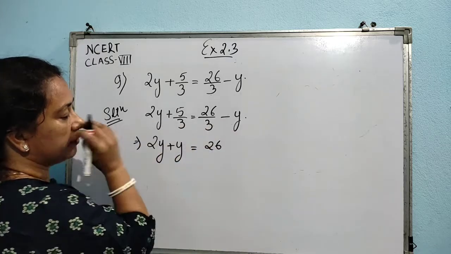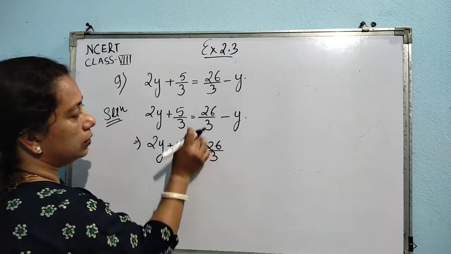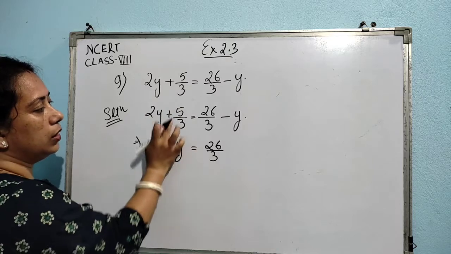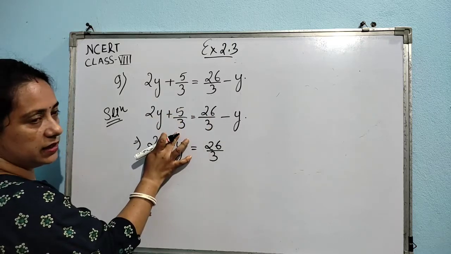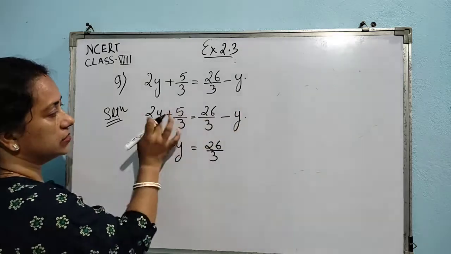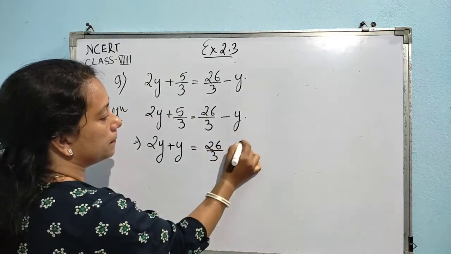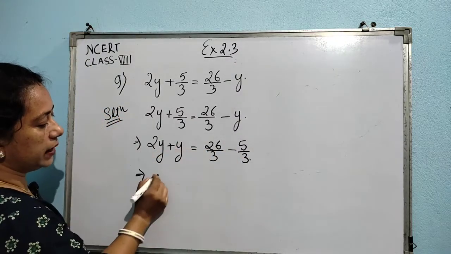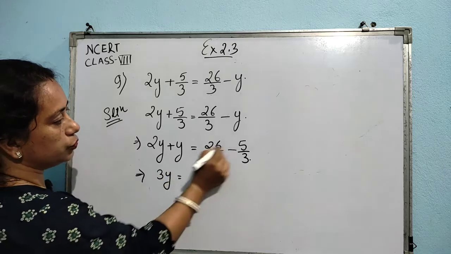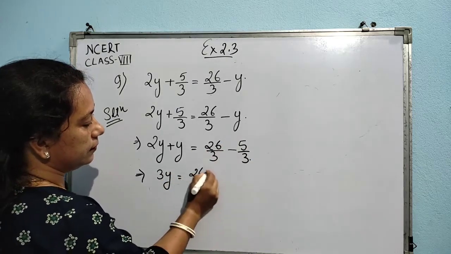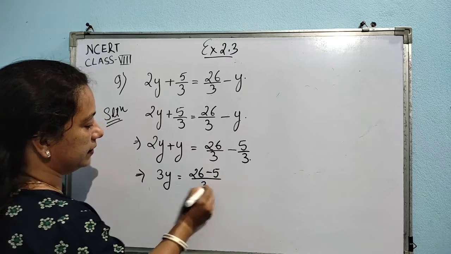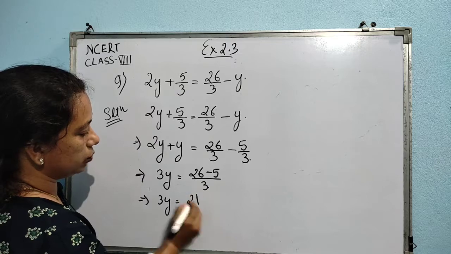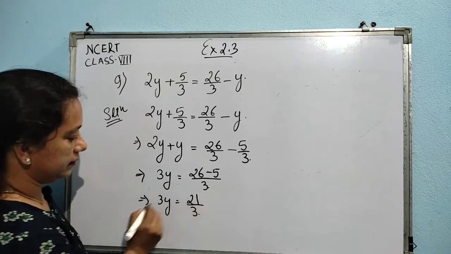Other than the terms having variable, we are not interested to keep these terms in the LHS, isn't it? So 26 by 3 is there and 5 by 3 is there in the LHS, so we will shift it to the RHS. Plus 5 by 3 becomes minus 5 by 3. Is it okay? Now 2y plus y gives you 3y. Now 26 minus 5 by 3. Done. 3y. 26 minus 5, 21 by 3.